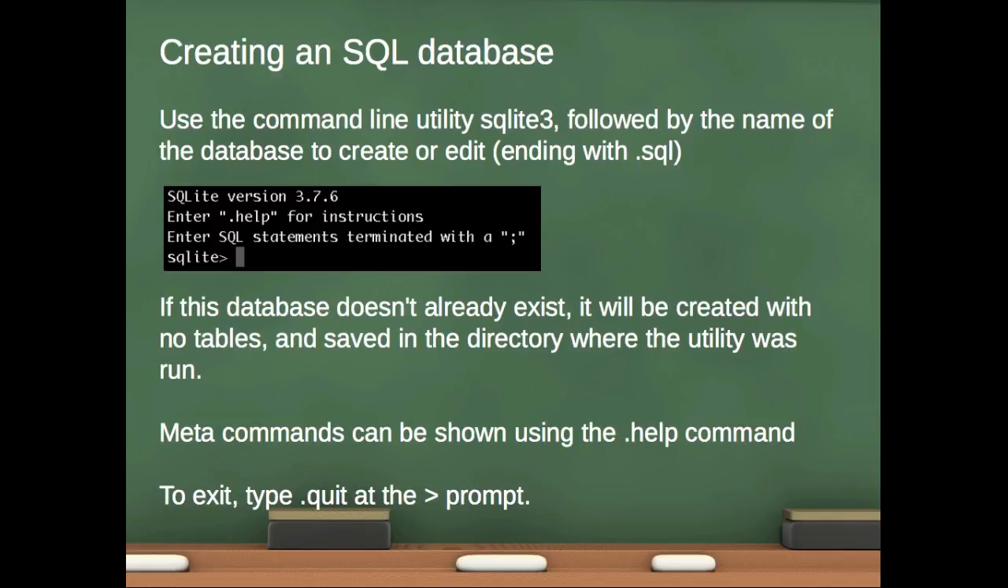And when we issue this command at the prompt, we get this text back, SQLite version 3.7.6 in this case. Enter .help for instructions, and then enter SQL statements terminated with a semicolon. If the database doesn't already exist, it's going to be created with no tables. The utility will save this database wherever we run the utility. So it'll save it in your folder structure, and it saves it in one file.